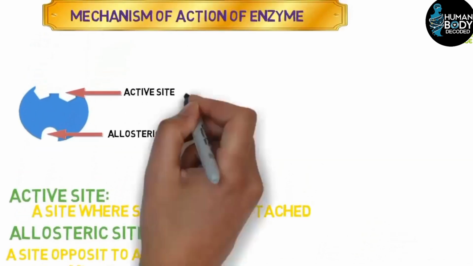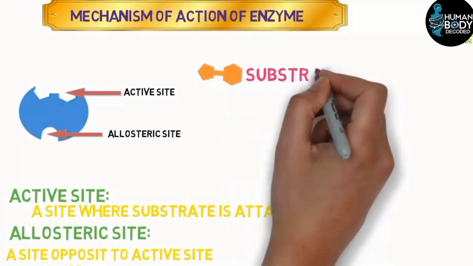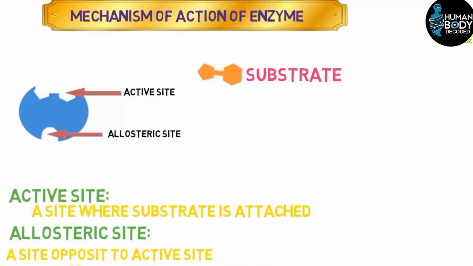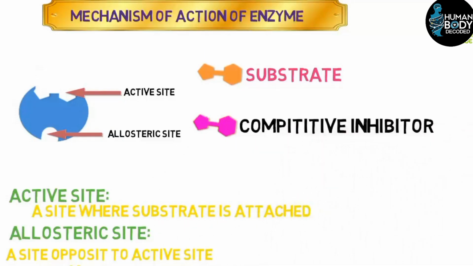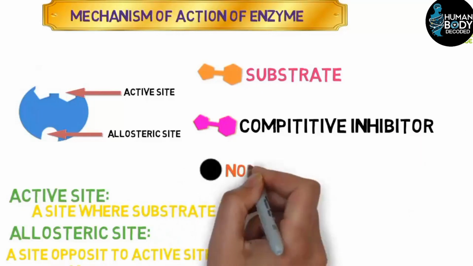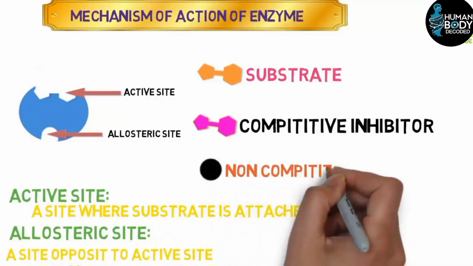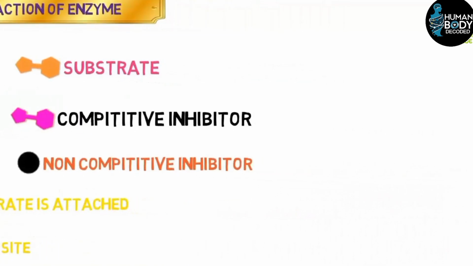To understand this in detail, let's understand some illustrations. This here is the substrate, shown in orange. This is the competitive inhibitor which resembles the substrate, right? And this is the non-competitive inhibitor. The non-competitive inhibitor binds to the allosteric site. Now let me define all three one by one.